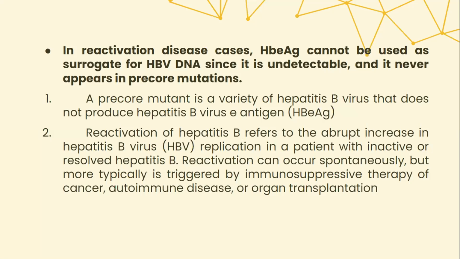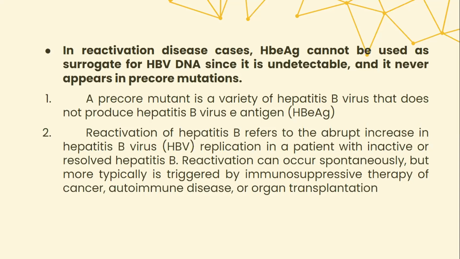However, in reactivation disease cases, HBe antigen cannot be used as a surrogate for Hep B virus DNA since it is undetectable, and it never appears in pre-core mutations. A pre-core mutant is a variety of hepatitis B virus that does not produce hepatitis B virus E antigen. So patients with such mutations in the pre-core region, who are unable to secrete HBe antigen, may have severe liver disease that progresses more rapidly to cirrhosis, or alternatively, they are identified clinically later in the course of the natural history of chronic hepatitis B, when the disease is more advanced.